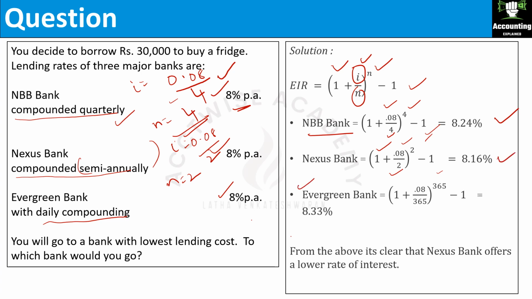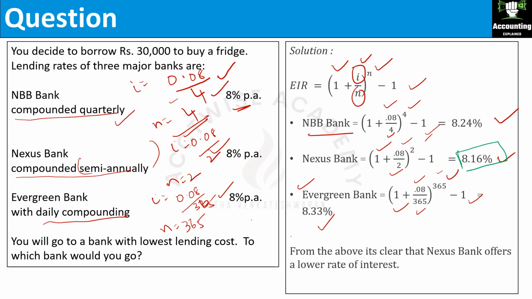Evergreen Bank: it is daily compounding, so i is equal to 0.08 divided by 365. Since it is daily compounding, it is going to be compounded for 365 days, every day. I becomes 0.08 divided by 365 and n becomes 365. So on substituting we get 1 plus 0.08 divided by 365, to the whole power 365, minus 1. On simplification we get 8.33%.